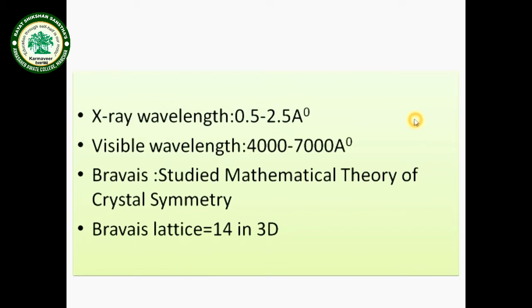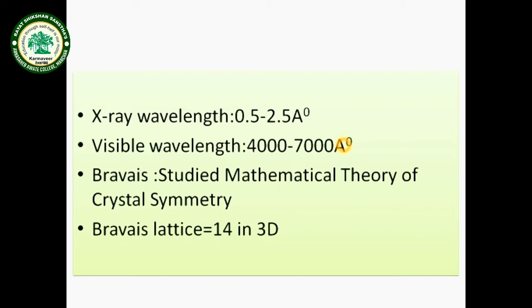As I told you, we are using X-rays for the analysis of the crystalline material. If we consider the visible light wavelength, it is in the range of 4000 to 7000 angstrom units.